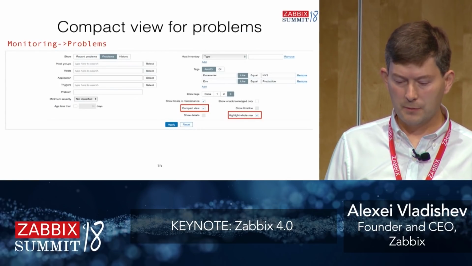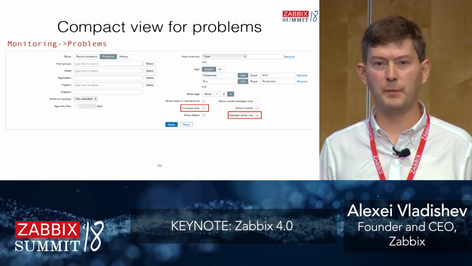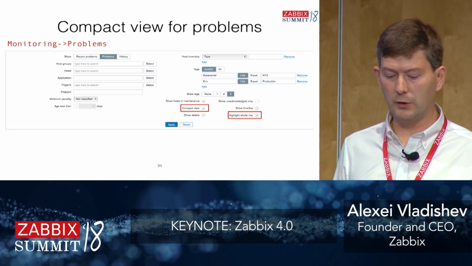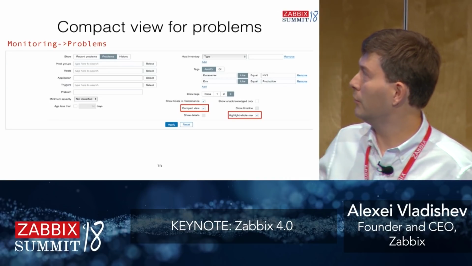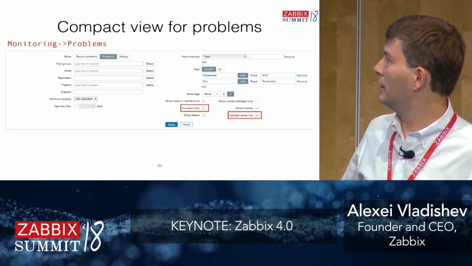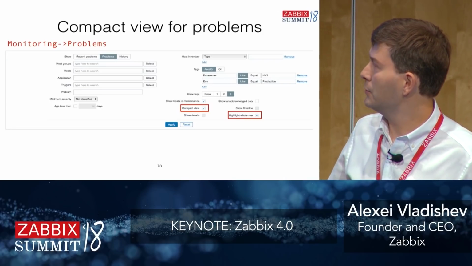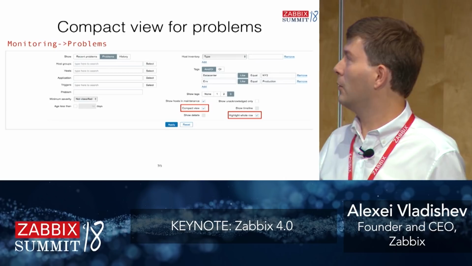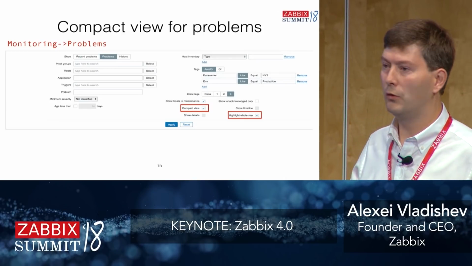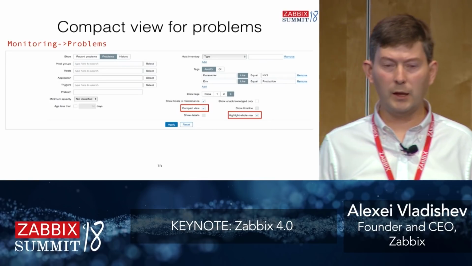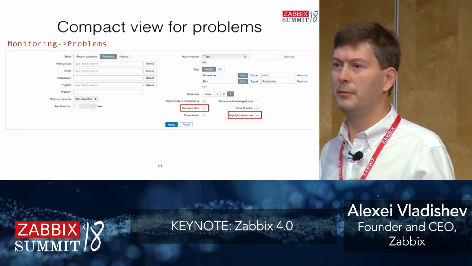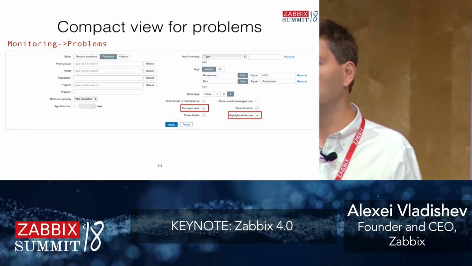Compact view for problems. This is another enhancement, which is a little bit hidden. You may find it under monitoring problems. If you go to the monitoring problems filter, there is a compact view and a number of other options. But I think a quite powerful option is a combination of the compact view and highlight whole row. The compact view for problems is created to display as many problems as we can on one screen.